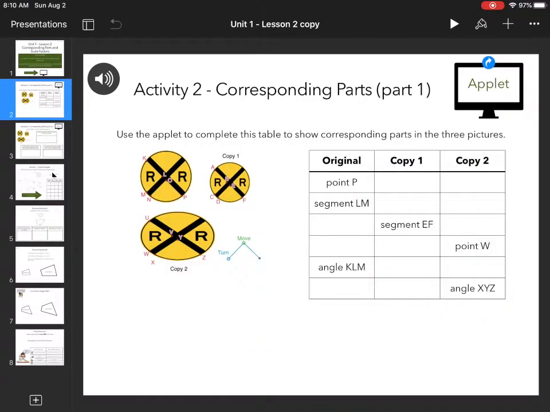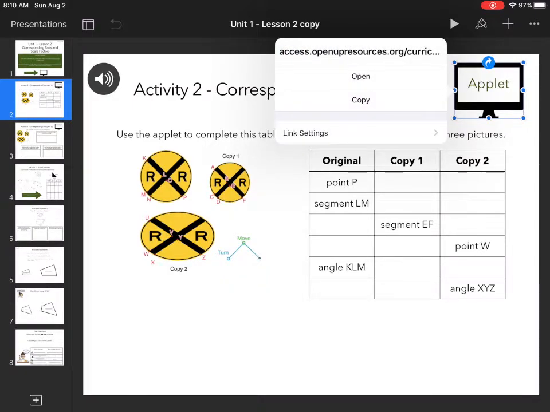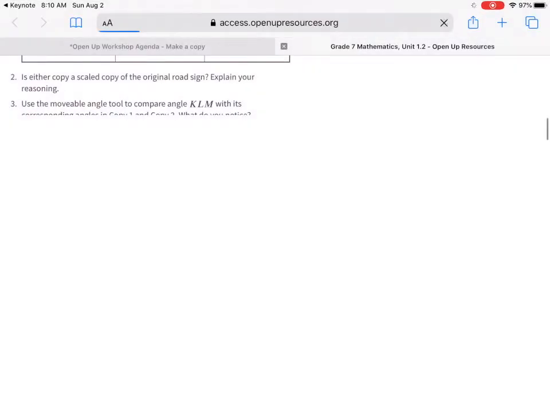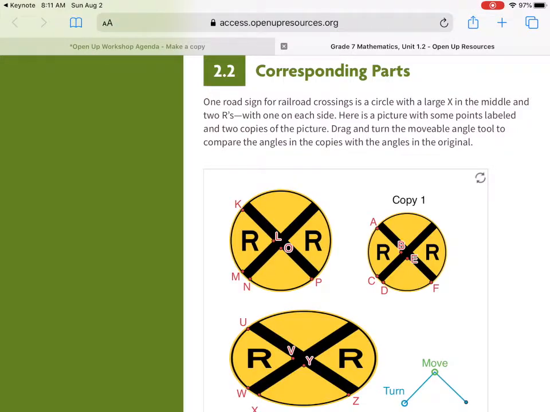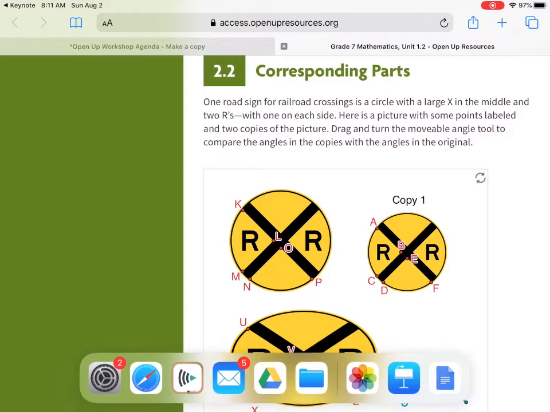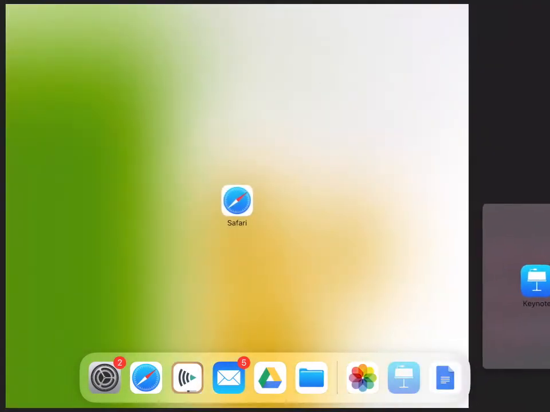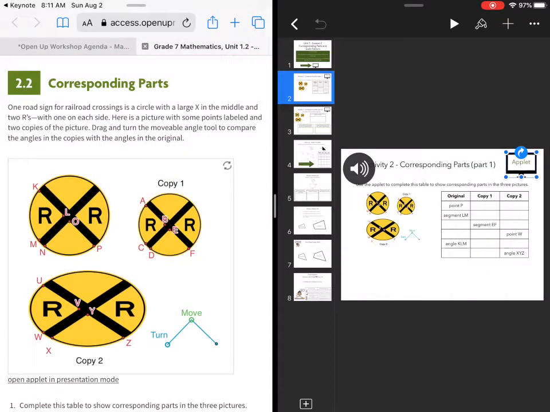So I'm going to start with Activity 2 today from this lesson, and it has a Part 1 and a Part 2. We're going to be using the applet, so I'm going to click the blue arrow, click back, and click Open. At this point, I now have my applet open, and I want to also have my keynote there so that I can do both at one time. So it says to complete the table using the parts of these pictures.